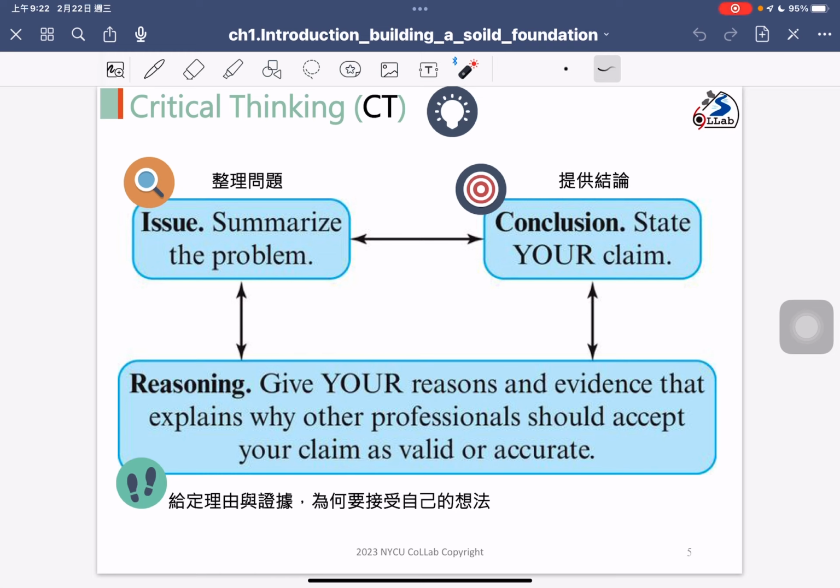If no professional people argue against your answers and your evidence, and they totally accept your claim because your claim is very valid and accurate, then you can make the conclusions. Okay, so usually in our life, we can apply critical thinking. We meet a problem, because today the weather is so cold, right?